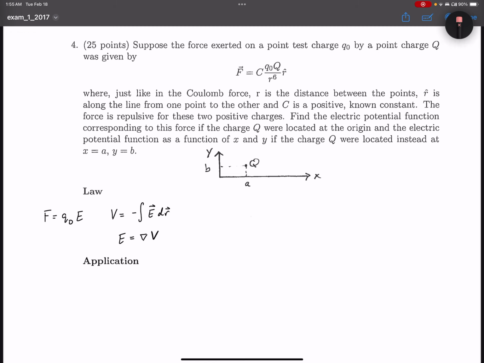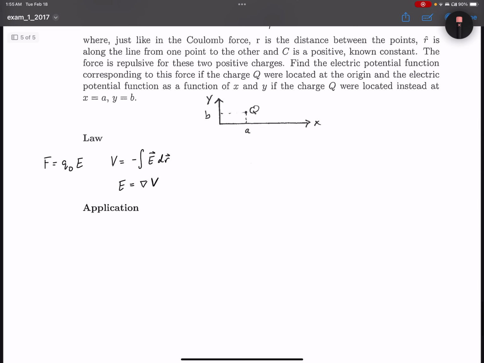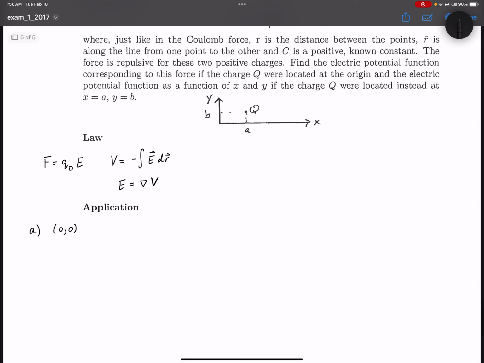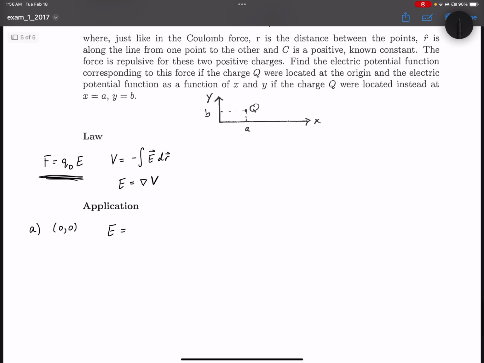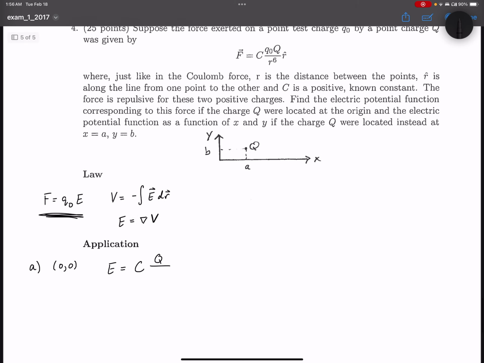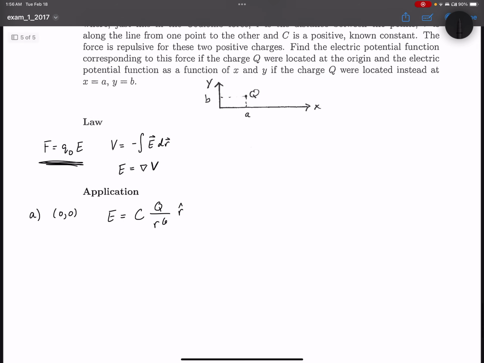So part A is we want to find the electric potential at (0, 0) if that charge is at (0, 0). The electric field in this particular instance, as we know from this formula, is just going to be force divided by Q naught. So the electric field is going to be C times Q over r to the sixth power, r hat.